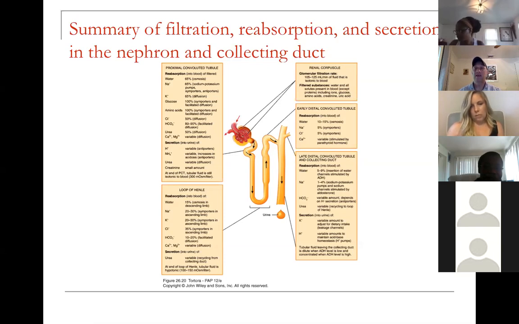Secreted means it stays inside the tubule, and ultimately, if it's not collected back out at some other point in time, it is converted into urine and exits the body through the urethra.